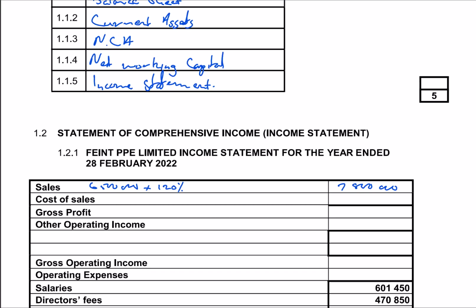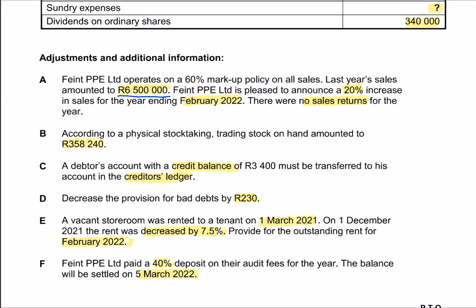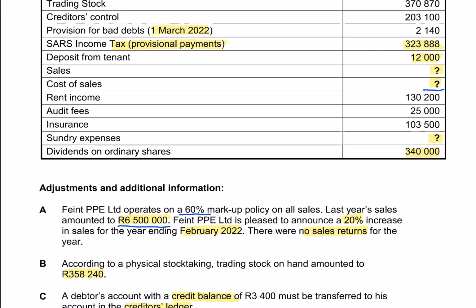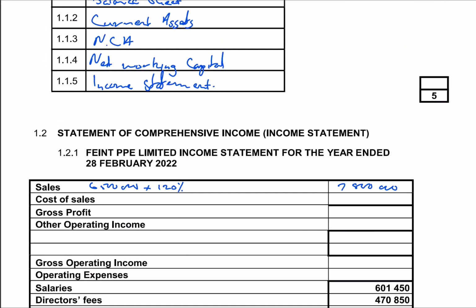Right, then we're told again in the same note that markup is 60% put on cost. So we need to calculate our cost of sales, because in the question we're not given cost of sales, it's blank as well. So we need to calculate our cost of sales.